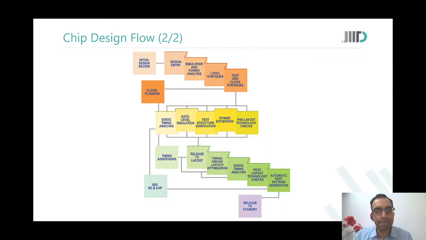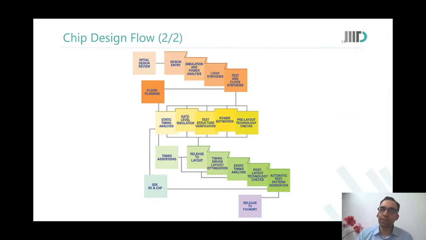Sir, I have one. Sir, after the yellow row, so mostly I have not gone to the physical level. No. We are still at the logical level only. Yes. But after the static timing analysis, you have connected it to the SDF, RC, and CAP. So what is that? SDF, RC, and CAP are inputs from after the layout has been made, back into static timing analysis. Okay, so it's going the other way around. The arrow is on the other side. Yes. So from below, it's going up. Okay.